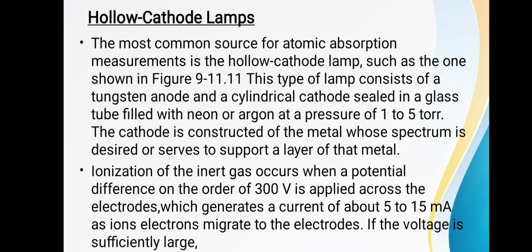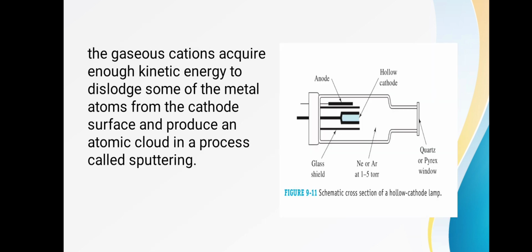Ionization of the inert gas occurs when a potential difference on the order of 300 volts is applied across the electrodes, which generates a current of about 5 to 15 milliamperes. As ions and electrons migrate to the electrodes, if the voltage is sufficiently large, the gaseous cations acquire enough kinetic energy to dislodge some of the metal atoms from the cathode surface and produce an atomic cloud in a process called sputtering. Here you can see the schematic cross section of a hollow cathode lamp diagram.